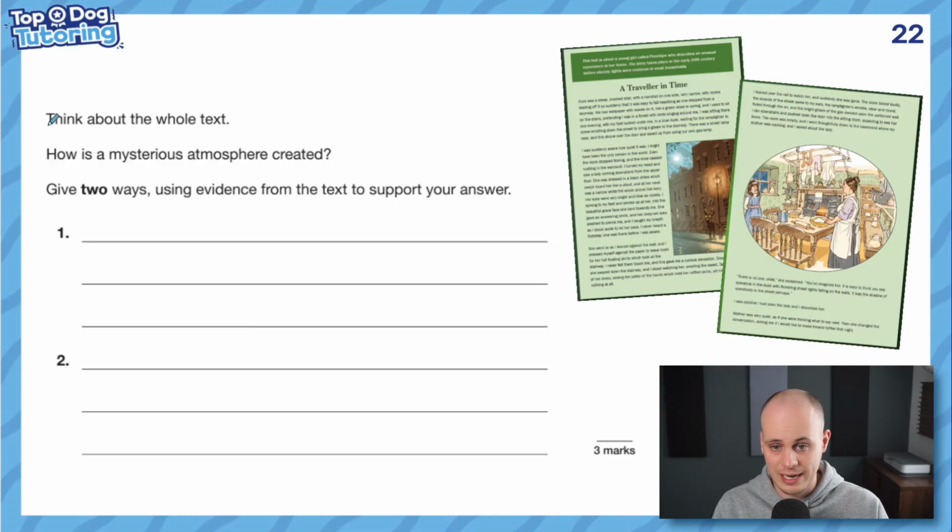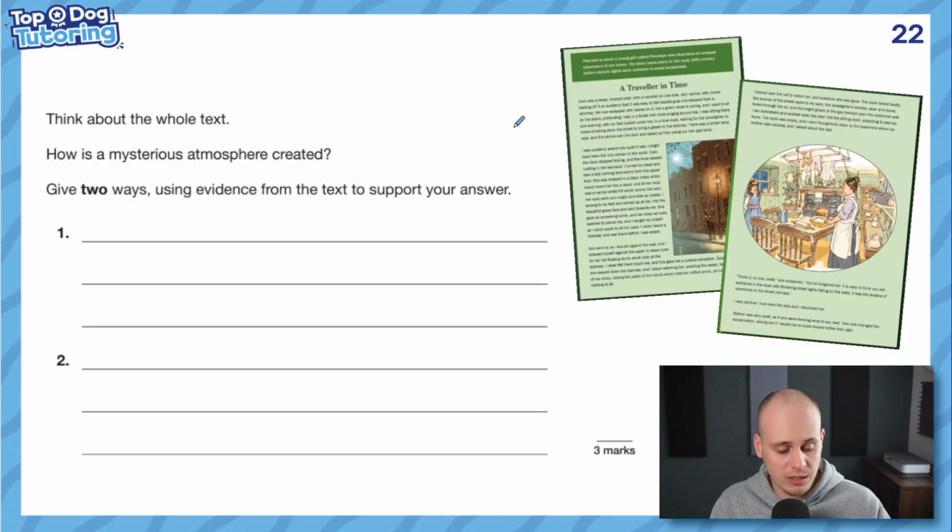I mean, look at the first line. It says, think about the whole text. How is a mysterious atmosphere created? And that just means, how does the text feel mysterious in general? What mysterious things happen to make this story feel mysterious? And the text is called A Traveller in Time.